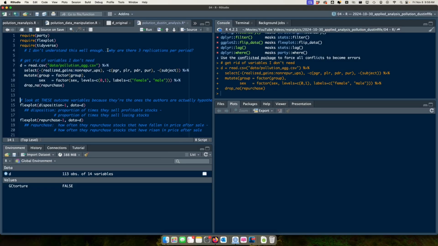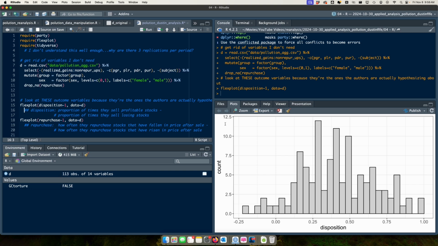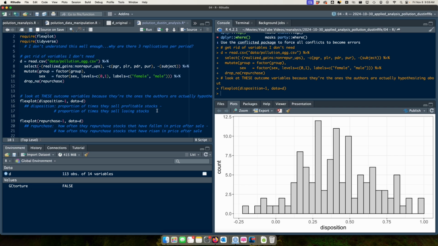So I'm going to start by looking at the distribution of all those. And so disposition has a range from negative 0.25 to positive 1. And remember, disposition means the proportion of times they sell profitable stocks minus the proportion of times they sell losing stocks. So apparently, if a stock is winning, it's a bad idea to sell it. So you only sell it after it starts losing, apparently.